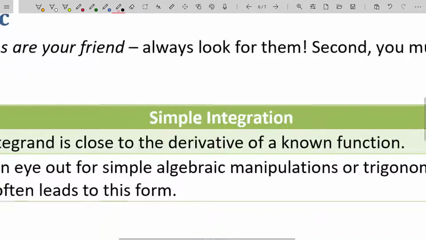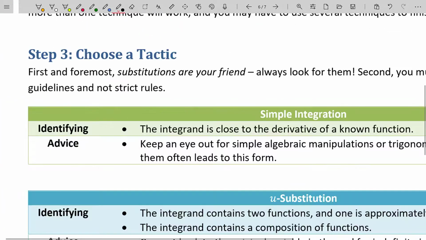So let's take a look at these. Simple integration. The way you identify that you can use simple integration is that the integrand is basically the derivative of a known function. Pretty obvious, right? You have the integral of cosine or the integral of secant squared or something like that. Then just do the anti-differentiation.